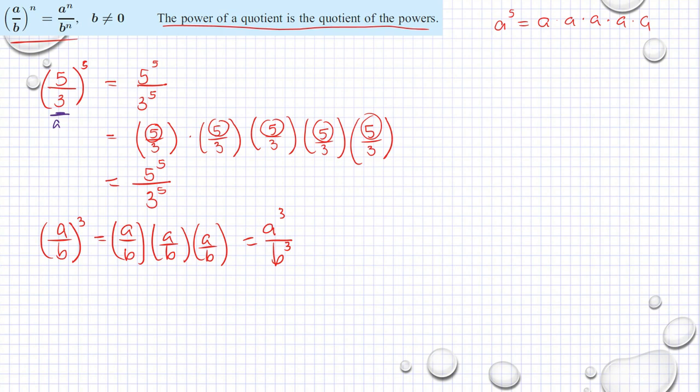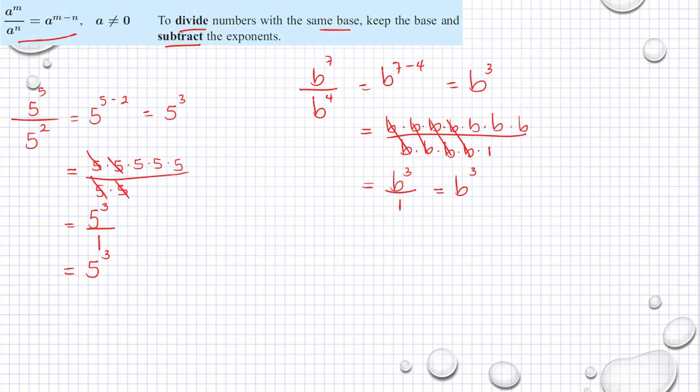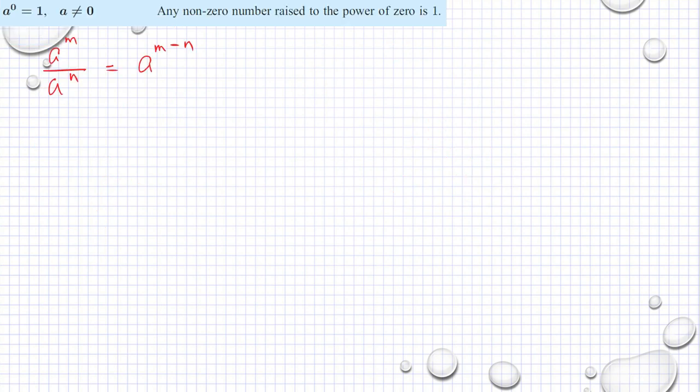Next law, it is a raised to 0 is equal to 1. Before I prove this, I will remind you that we have a raised to n divided by a raised to n is equal to a raised to n minus n, the second law that we have discussed. It's very important that you remember that.